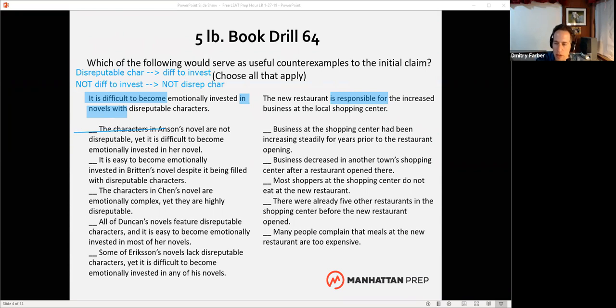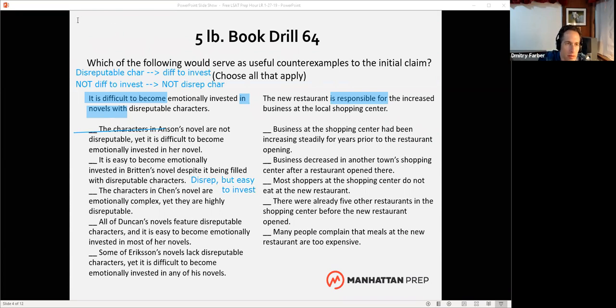Compare that to statement two, where they say, hey, it has disreputable characters, but it's easy to invest. That's like the example of my tall cousin who's bad at basketball, right? If tall people are supposed to be so good at basketball, what goes on when I know someone who's really tall who's bad at basketball? It ruins the argument, the initial argument.